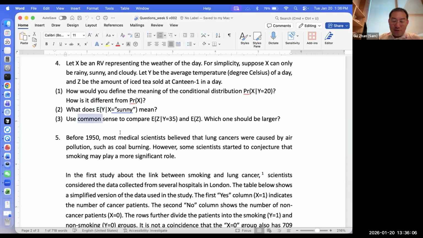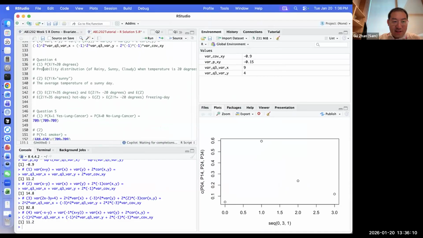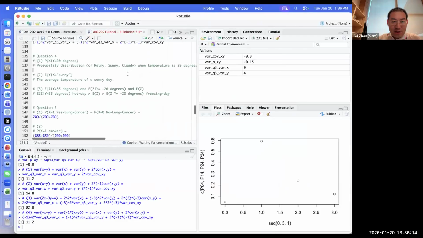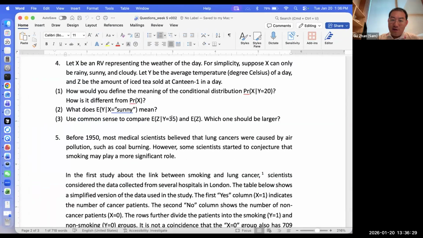Question 4, common sense. Probability distribution of rainy, sunny, cloudy when the temperature is 20 degrees fixed. So the average temperature of a sunny day is the expected value of temperature y given x is sunny. So easy, y equal to 35 degrees. Here is defining iced tea. Common sense to compare: y equal to 35 degrees Celsius, a day, very hot.